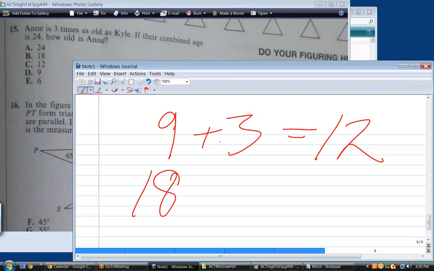Now, if you can't tell which direction you're going to go, that's a different story, and sometimes that's the case. But with age problems like this, with marble problems where they say you have 4 more marbles than Bill, and Bill has 3 times as many marbles as Jim, you always know which way to go if your first guess is wrong. You know whether you need to increase it or decrease it.